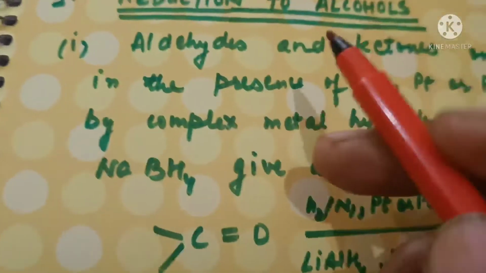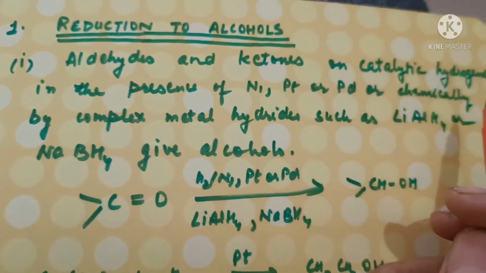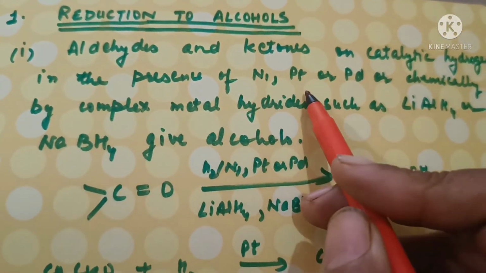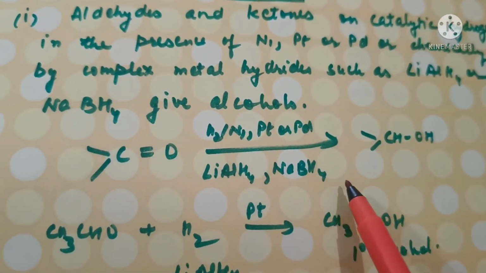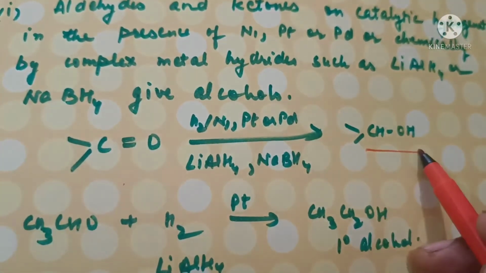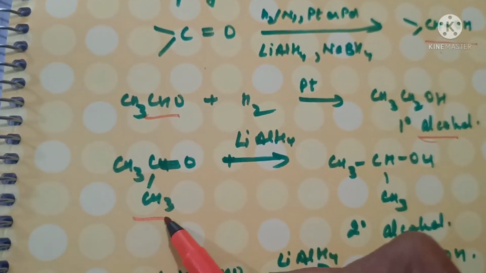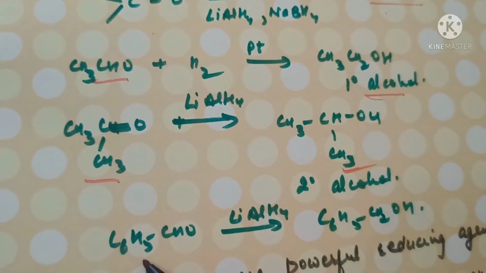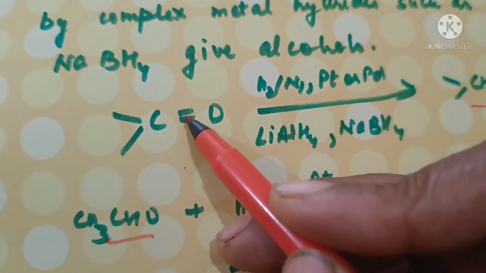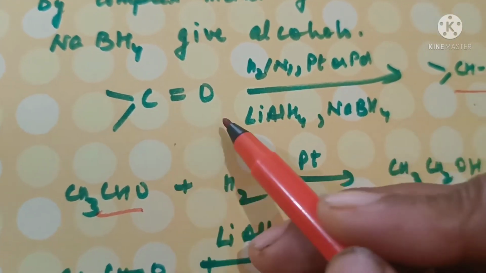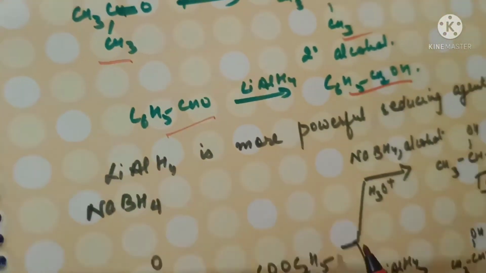So let's do the first type of reduction to alcohols. Aldehydes and ketones on catalytic hydrogenation in presence of nickel, platinum or palladium, or lithium aluminum hydride or sodium borohydride can be reduced to alcohols. Aldehydes will get converted to primary alcohols, ketones will get converted to secondary alcohols, and benzaldehyde to benzyl alcohol. So the bond breaks, one hydrogen gets added to carbon, another to oxygen, and as a result alcohol is formed.